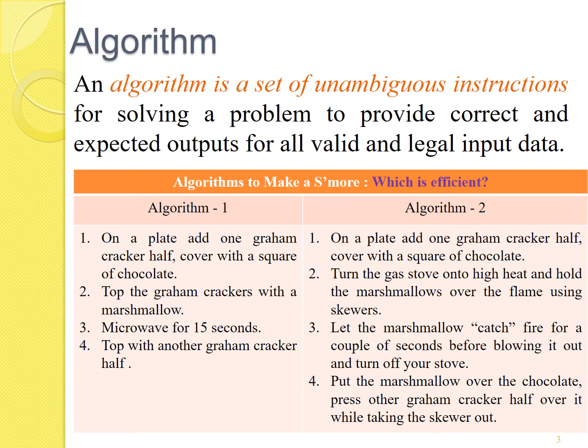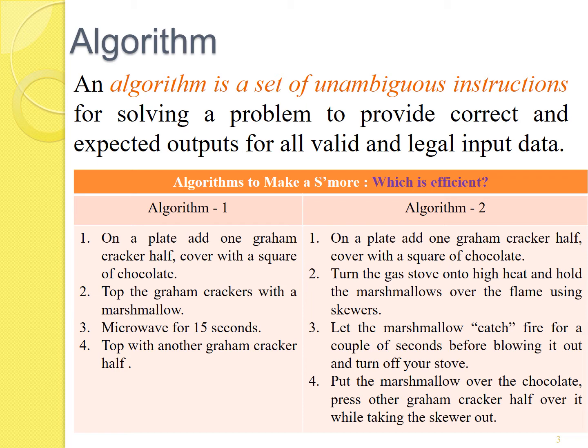What is an algorithm? An algorithm is a set of unambiguous instructions to solve a problem to provide correct and expected output for all valid and legal input data. Let us see two algorithms to make a s'more. Algorithm 1. It uses a microwave. On a plate, add 1 graham cracker half, cover with a square of chocolate and marshmallow. Microwave for 15 seconds and top with another graham cracker half and the s'more is ready.